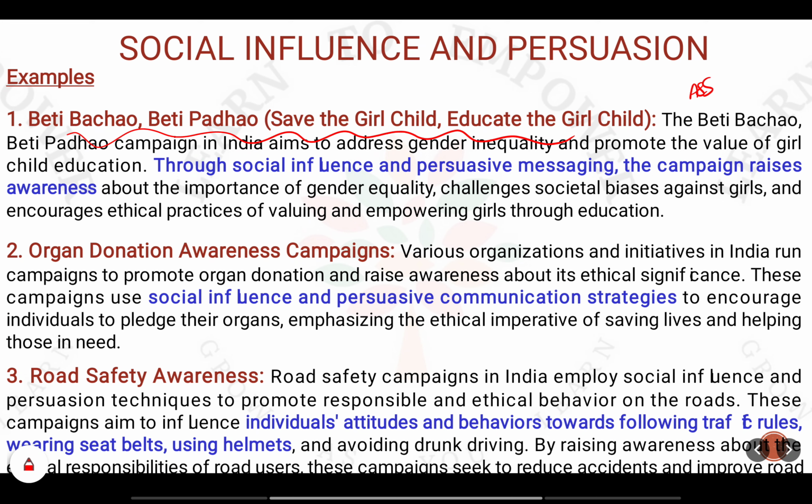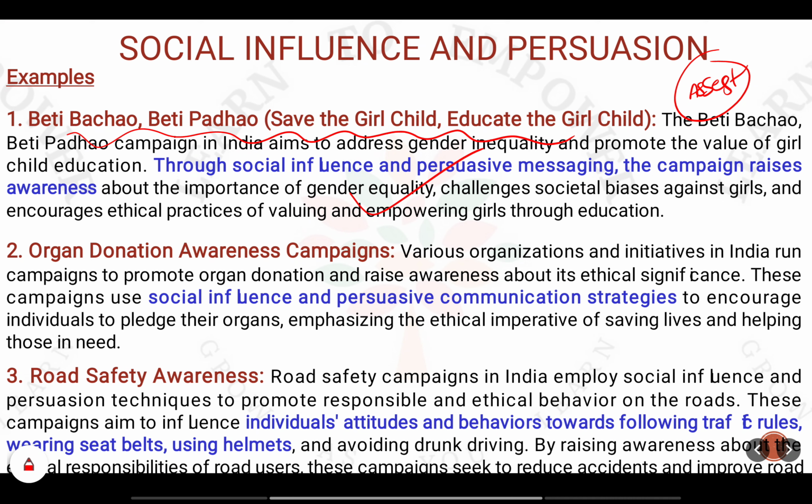Now, in the Beti Bachao Beti Padhao scheme, such as the Sukanya Samriddhi Yojana, a certain amount is deposited in the girl child's name. When she gets to 18 years of age, or 21 years of age, when she wants to marry, she can take the money and do certain business, or she can fund higher education, etc. That is being influenced here.